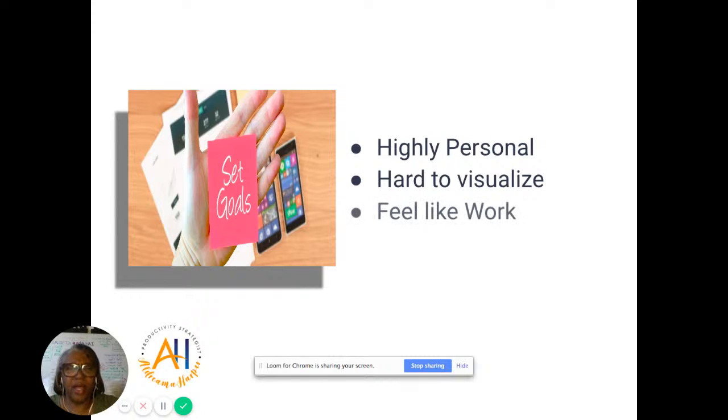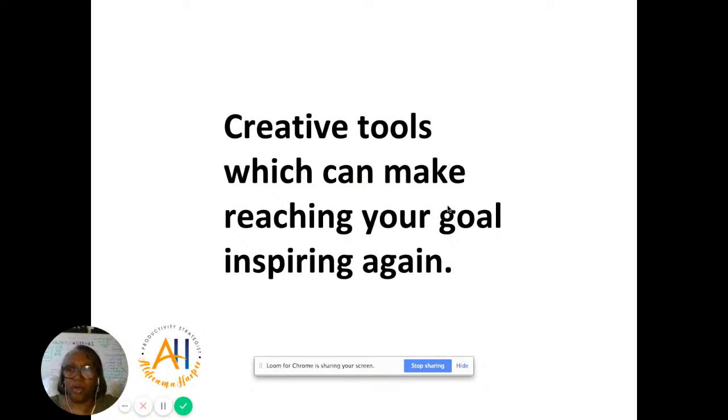Okay. And the other thing, even keeping in mind that we're highly personal, it was hard for me to visualize them. It felt like work. And so it was like, okay, this is just a lot of work, right? Now, on the positive side of that, successful people set goals, right? You are not likely to reach any level of success unless you set goals for yourself. And so that's the framework, or the foundation, that I want to use for what we're going to be talking about today.